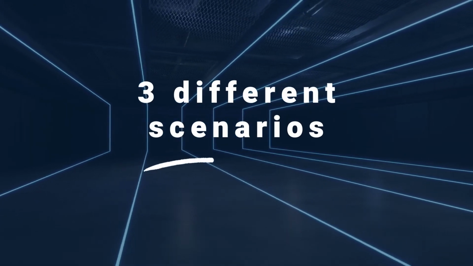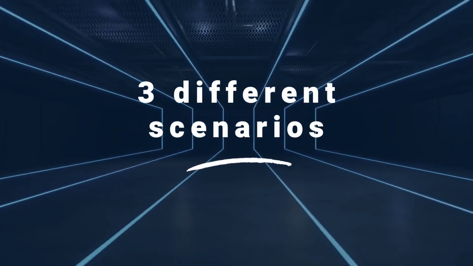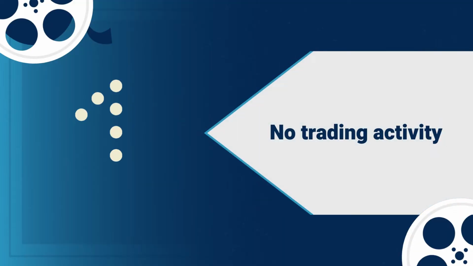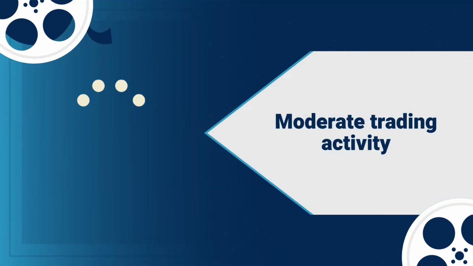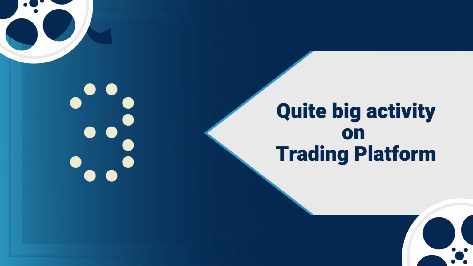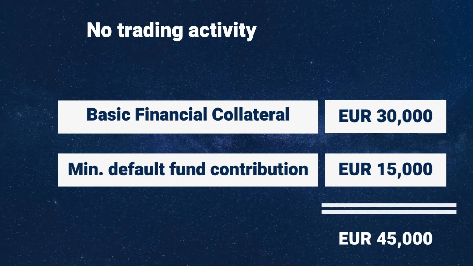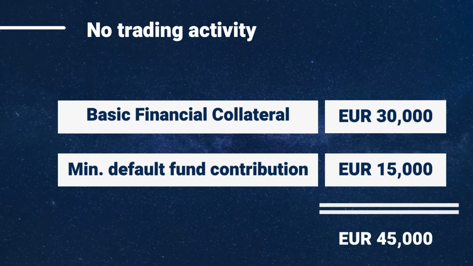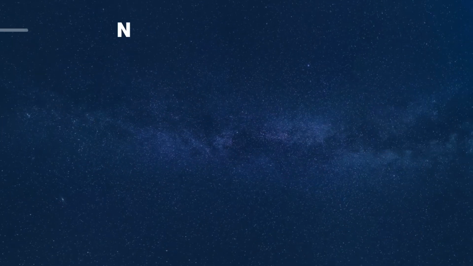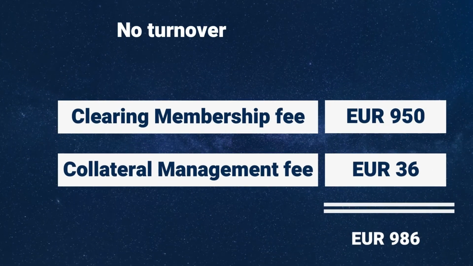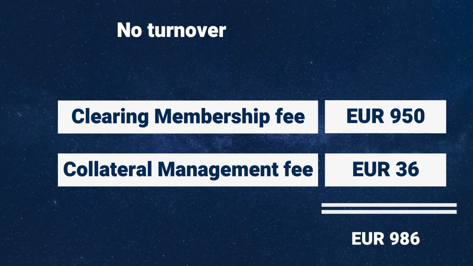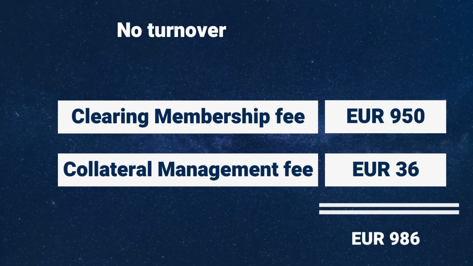So we brought 3 scenarios with fictional data representing 3 different trading behaviors: a member who is not trading at all, a member who has moderate trading activity, and one who is quite active on the trading platform. Let's look into the first scenario. As you can see, even if there is no activity, the amount that needs to be kept as collateral at each and every day of the month is Euro 45,000. And since there is no turnover at all, the monthly cost is Euro 986. That comes from the membership fee and from the collateral management fee.